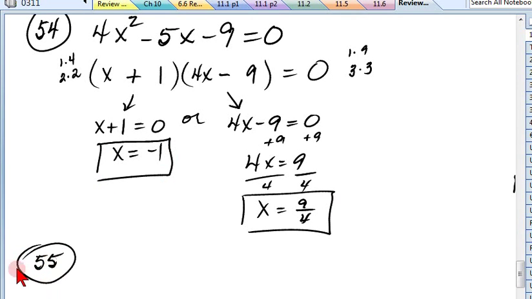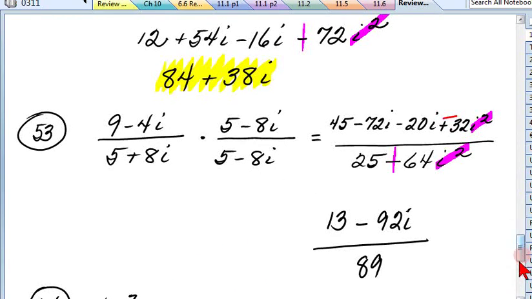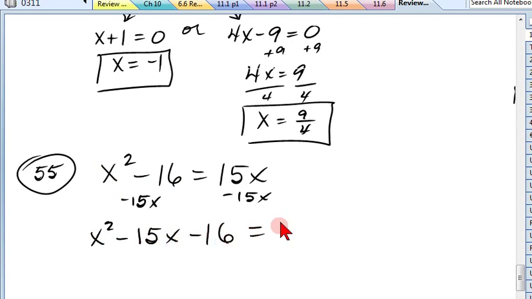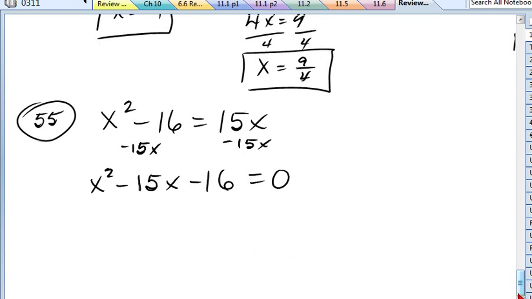Number 55 falls under the same directions. Solve x squared minus 16 is equal to 15x. This is quadratic. Is it ready to be factored? No, because it's not equal to 0. So I'll have to subtract 15x, and I'm going to nestle it in between these two terms. So I have x squared minus 15x minus 16 equals 0.